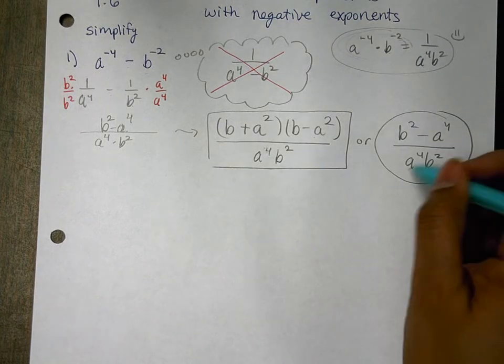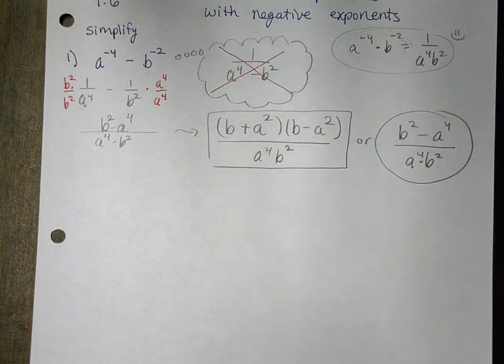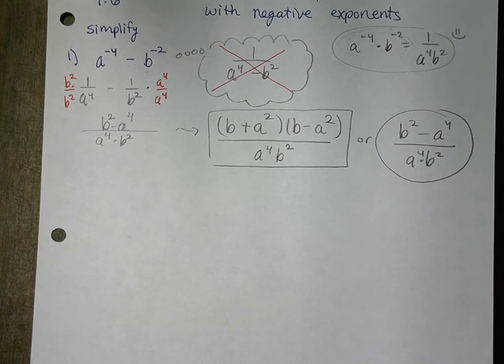I cannot reduce here because this is multiplication and that's subtraction. I cannot break up itty-bitty terms. It doesn't work that way.